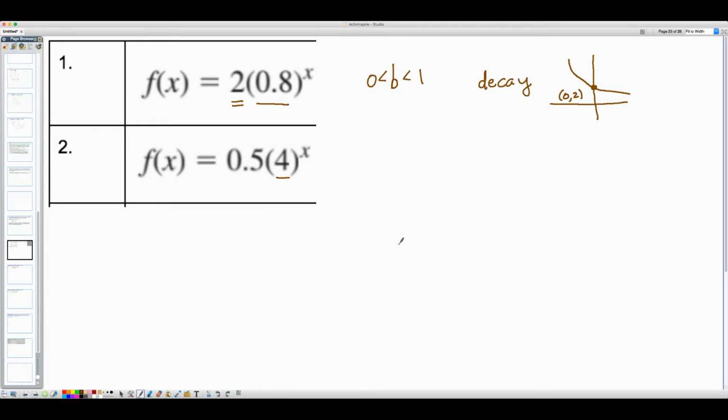The second problem, we have 4 as the base of our exponent, and that means it's greater than 1, so it's going to be growth. And the a value is going to be 0.5, so at x equals 0, a is where it intersects the y-axis, and this would be growth.